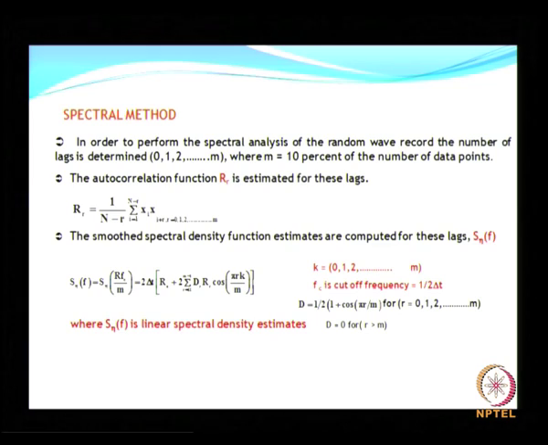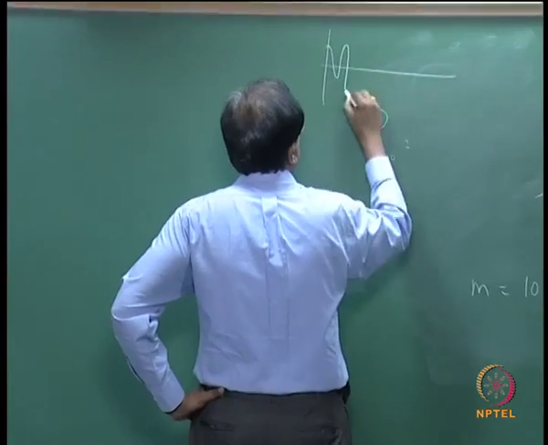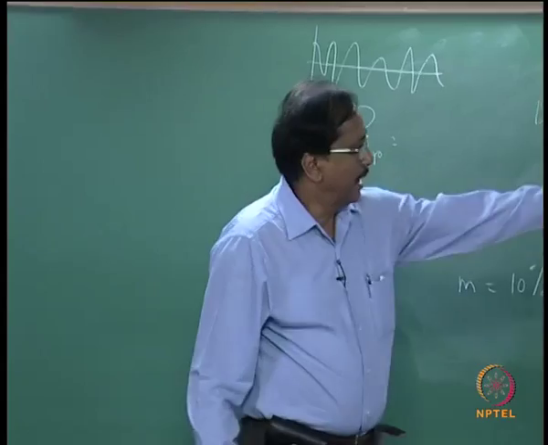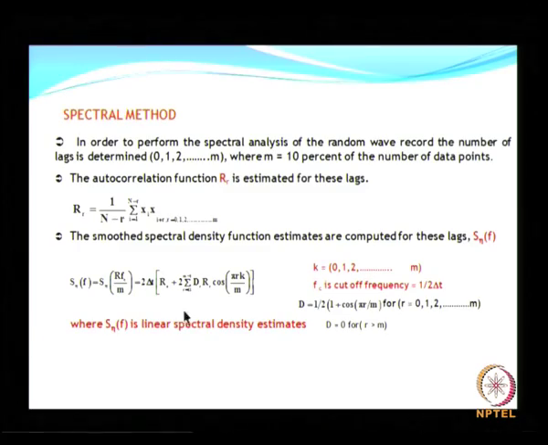So this autocorrelation function, if you have a time history, it correlates within itself. As you see, it is correlating within itself, that is x of i into x of i plus r. So you have an i value here and then you multiply that with a lag and then you get the autocorrelation function.